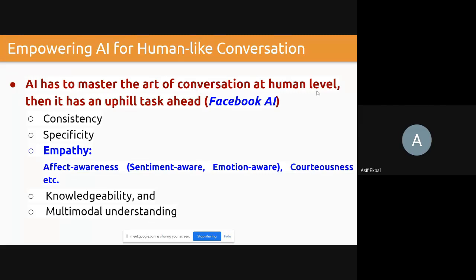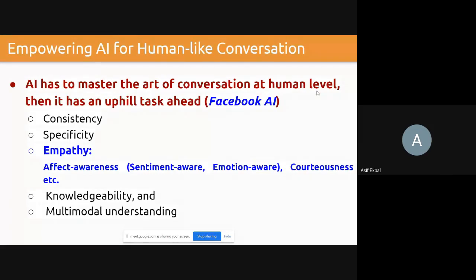Then the empathy, that is very difficult. Can it understand the human's sentiment, emotions? That is very important. And in my discussions, I will mainly focus on this: how can you make the bot more able to understand the human sentiment, the human emotions, or the courteousness, that is, how can it understand politeness. And then knowledgeability is another important property.